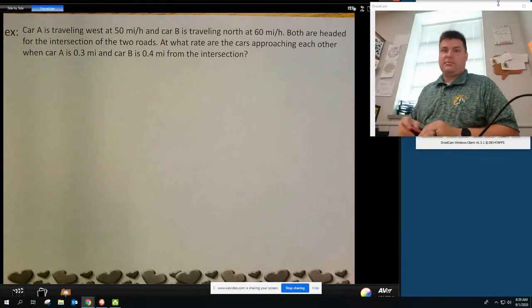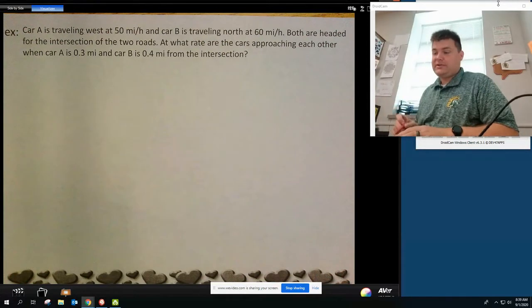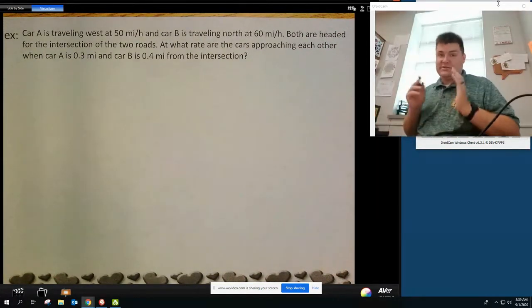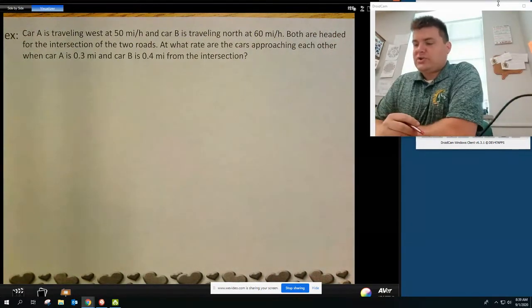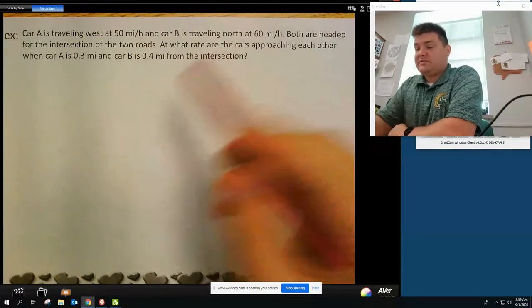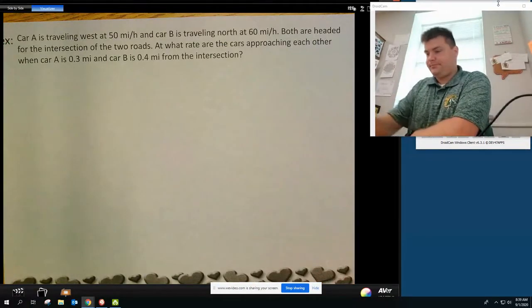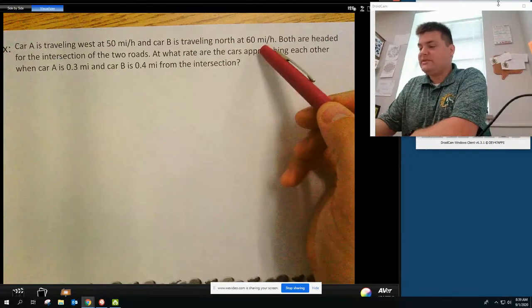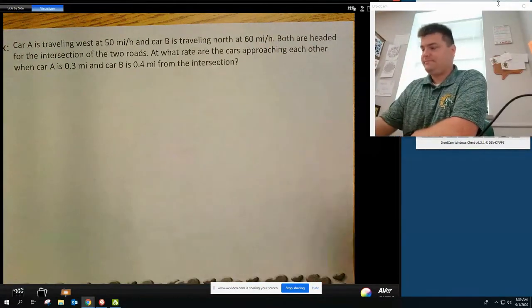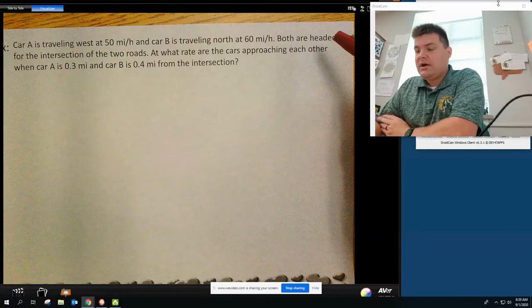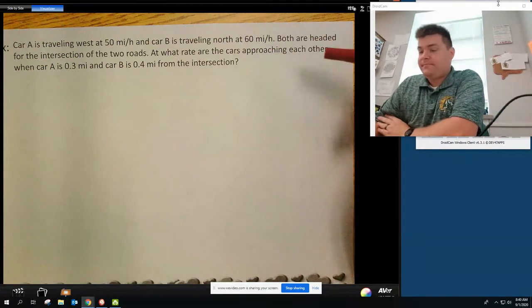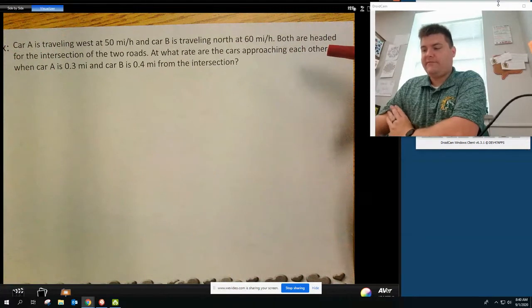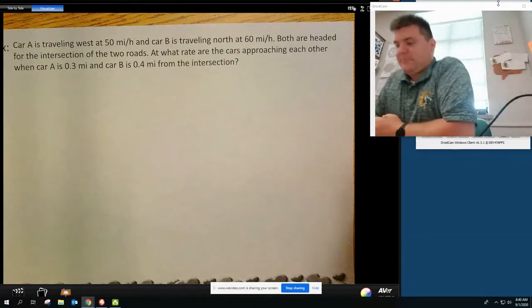We're talking about some type of triangle problem here, and this one's going to involve motion with cars, and there are some little hiccups that could happen along the way, so I'm going to definitely point those out for you. So here we go. Car A is traveling west, 50 miles per hour. Since it's miles per hour, that's a rate. And car B is traveling north at 60 miles per hour. Again, another rate. And both are headed for the intersection of the 2 roads. At what rate are the cars approaching each other when car A is 0.3 miles and car B is 0.4 miles from the intersection?